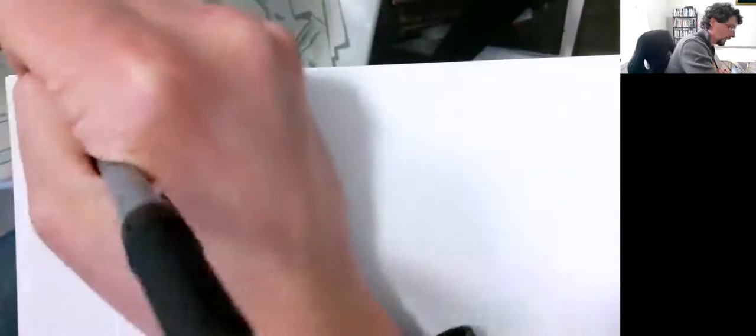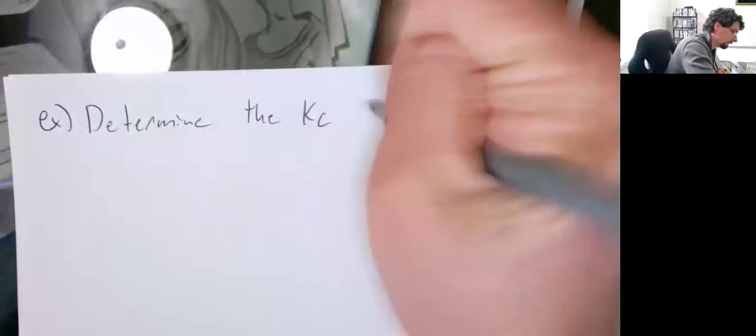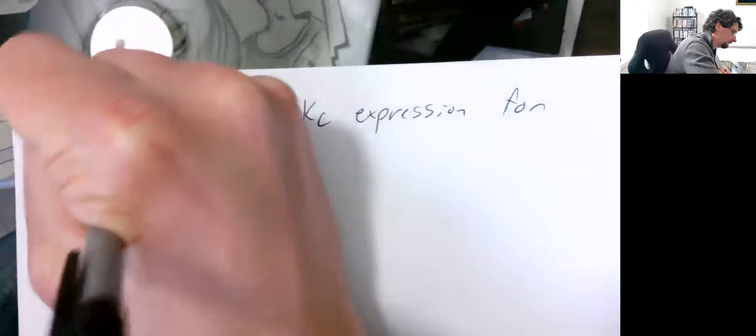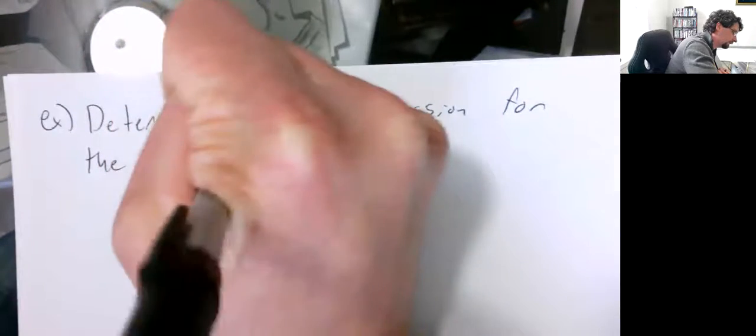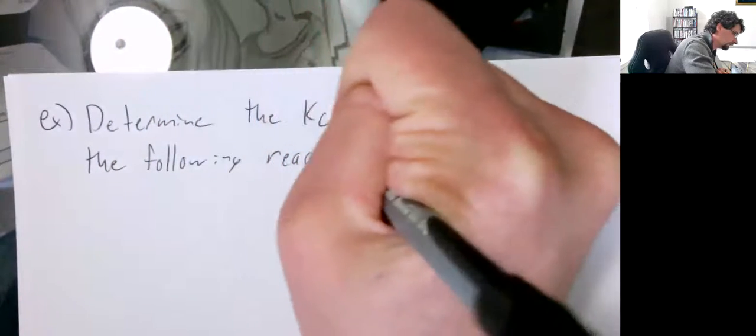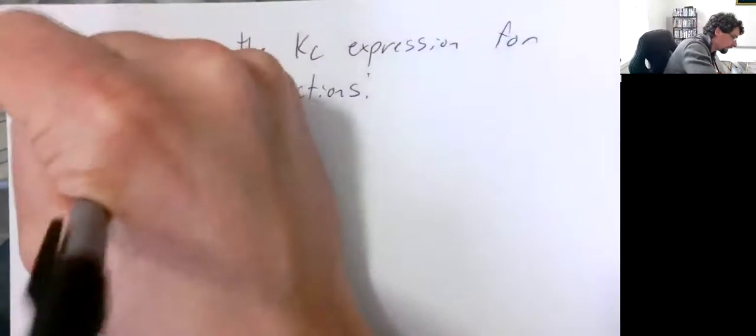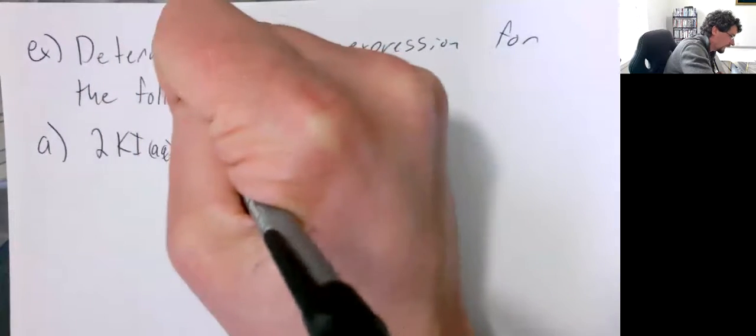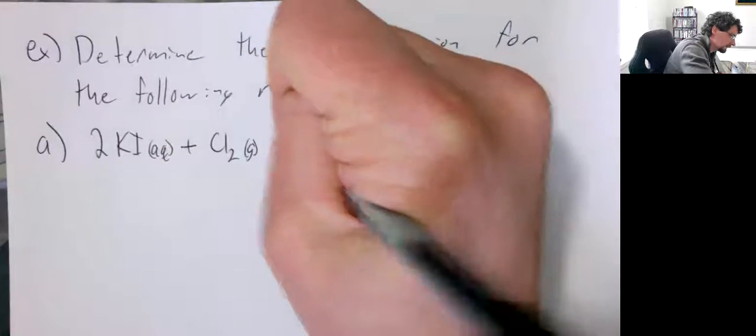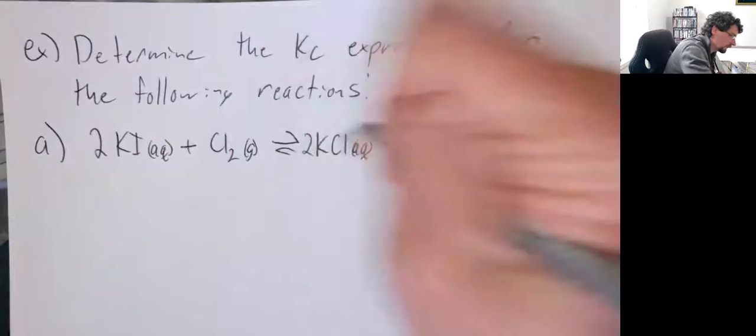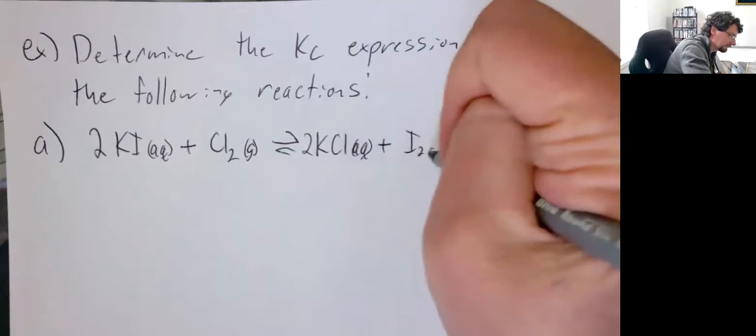Example: determine the Kc expression for the following reactions. So the first reaction we're going to look at, 2 KI aqueous reacts with chlorine gas. That's an equilibrium. We get KCl aqueous, that means a 2 out front, and then we get iodine gas.